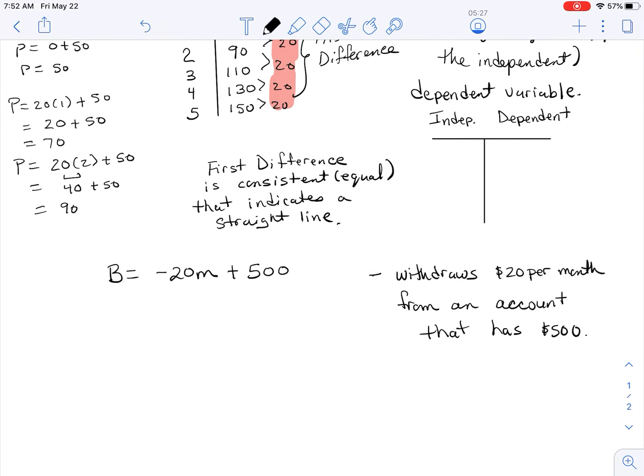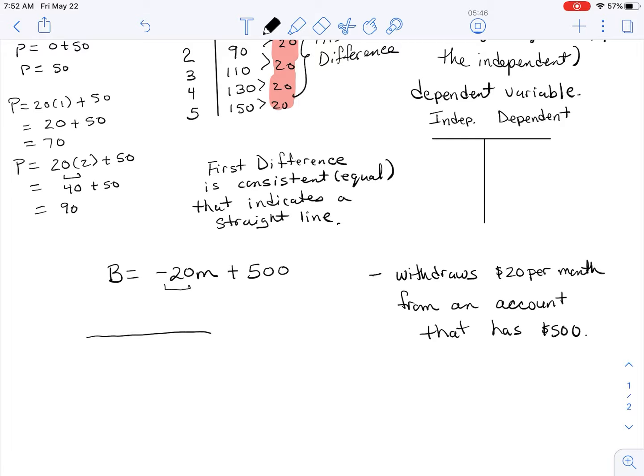And so here I've got a situation. Somebody withdraws $20 per month from an account that has $500 in it. So the equation would look like this. I use B for balance of the account equals minus 20. And it has to be minus 20 because you're taking out $20. And you had that 500 to start with.